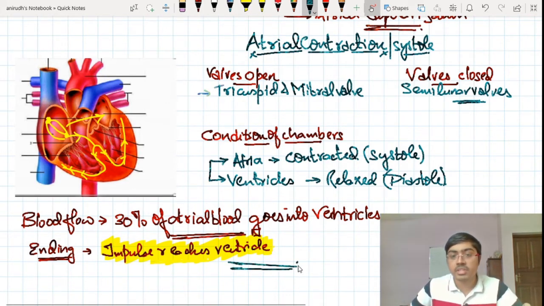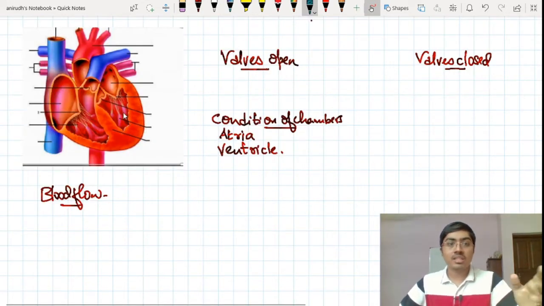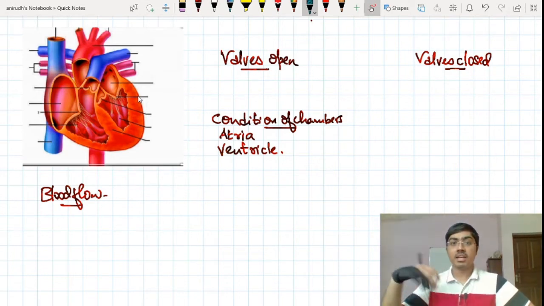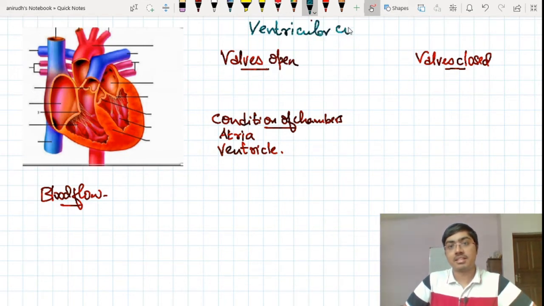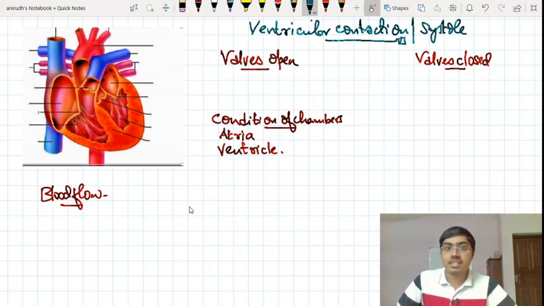So now we will go to the next phase, that is ventricular systole. With the impulse reaching all the way to the ventricle, the ventricles are getting depolarized, and this ventricular depolarization will lead to the next phase of the cardiac cycle, which is ventricular contraction. You can also call it ventricular systole because both the ventricles are contracting. Contraction is technically called systole, relaxation is diastole.